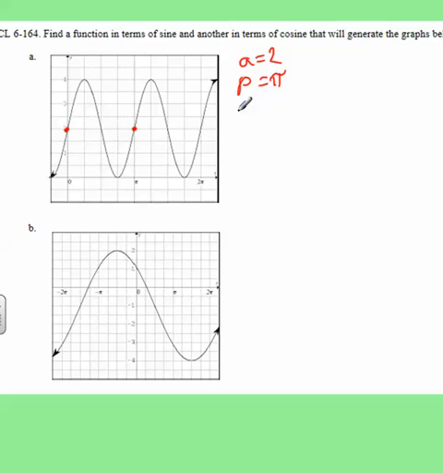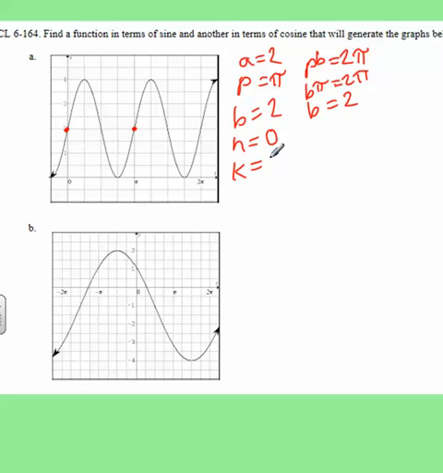And we can use our little equation. P times B equals 2 pi. So B pi is equal to 2 pi. So our B, our angular frequency, is 2. And then we need an H, a shift, and a K, another shift up. So we're right here at 0 for the horizontal shift. For the vertical shift, we're shifting up 2.